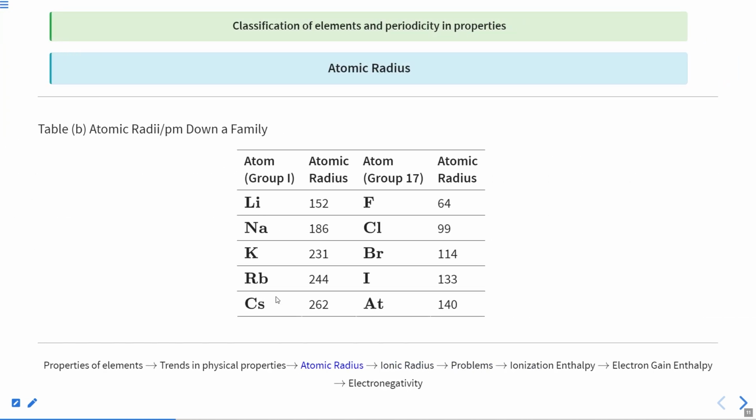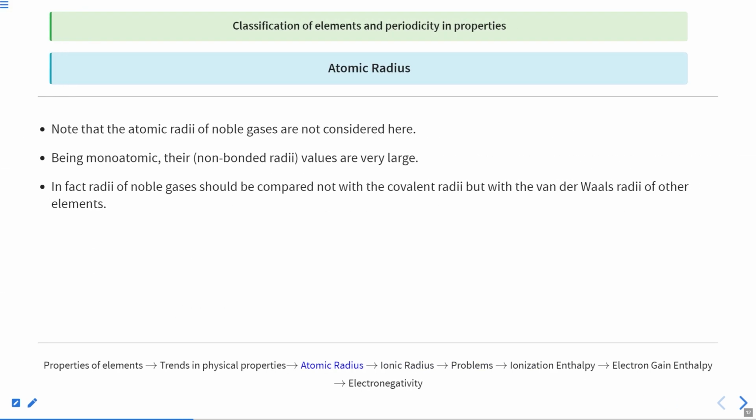So this is the table that is being set here about a group. From lithium to cesium, the size is increasing, and this is very obvious. The same is the case for fluorine to astatine. Clear? Note that atomic radii of noble gases are not considered here. Being monoatomic, their values are very large.